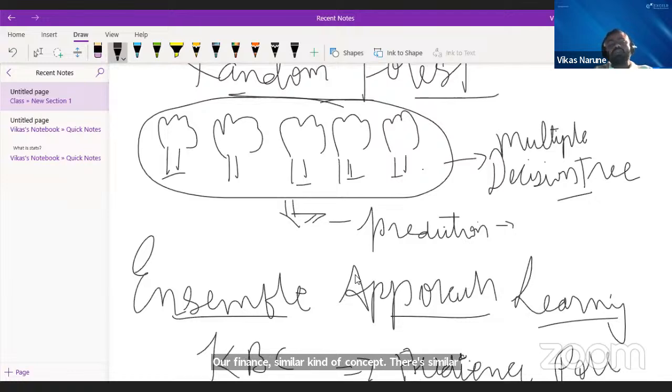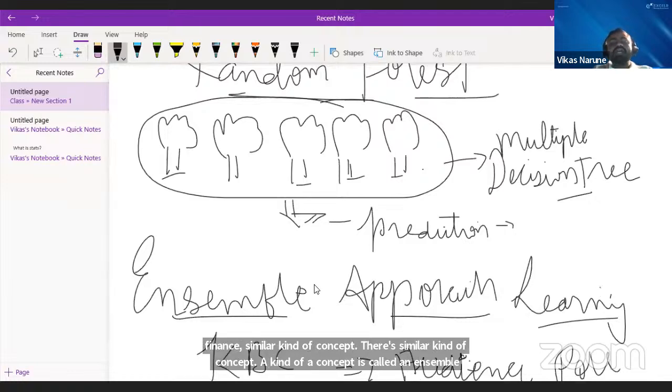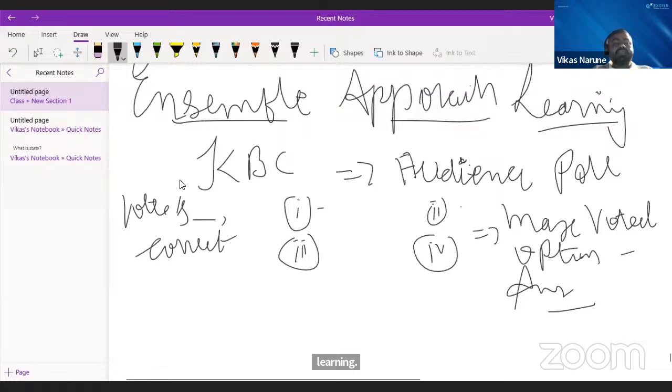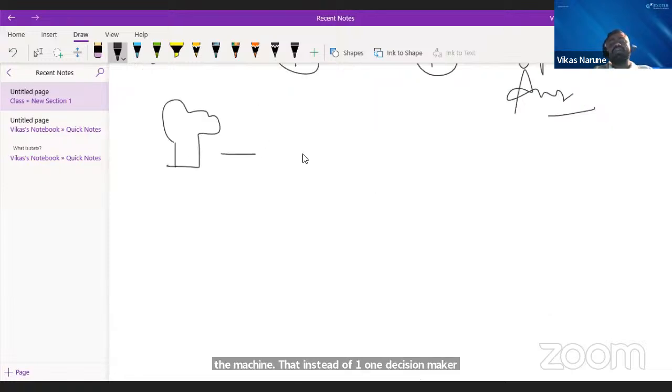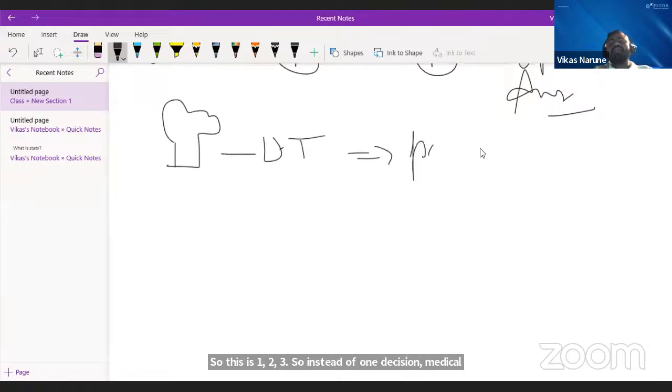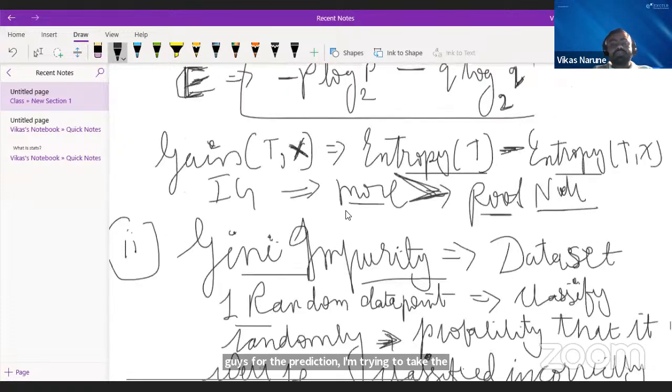Ensemble is a very, very famous concept, ensemble learning in machine learning, guys. Instead of one decision maker, like this one decision tree, for the prediction I am trying to take multiple decision trees, or multiple algorithms together. Let's try to understand this way.